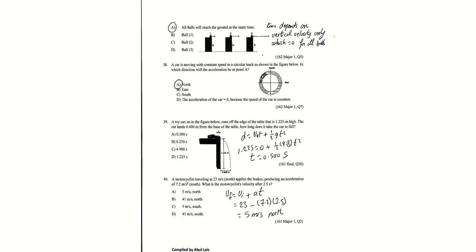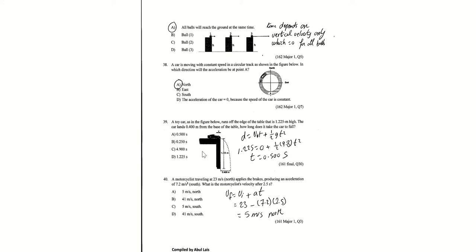I guess 39 is another question about projectile motion. It says that a toy car, as in the figure below, runs off the edge of a table that is 1.225 meters high. The car lands 0.400 meters from the base of the table. How long does it take? We need to find the time.